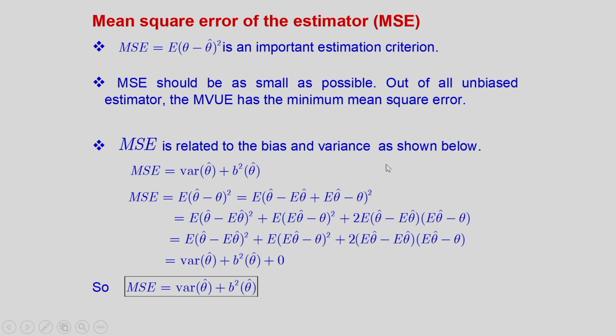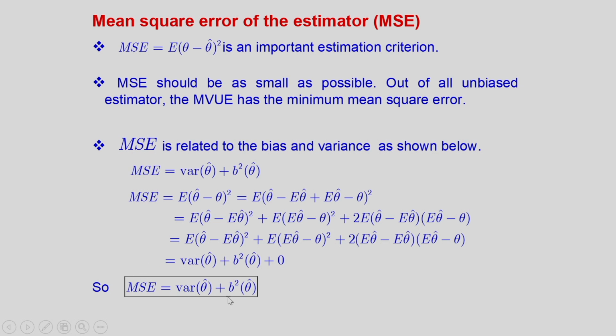theta hat minus theta). Now the first term is the variance of theta hat, and in the second term, because it is a constant quantity, it will remain as E of theta hat minus theta only, and therefore this quantity will be simply bias of theta hat square. And in the third term, E of theta hat minus E of theta hat will be 0, because E of theta hat is a constant quantity. So this term will become 0. Therefore, what we get is MSE is equal to variance of theta hat plus bias of theta hat square.